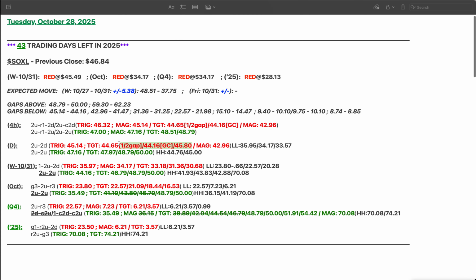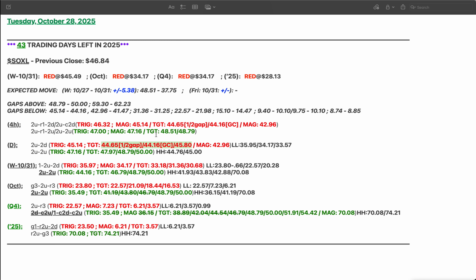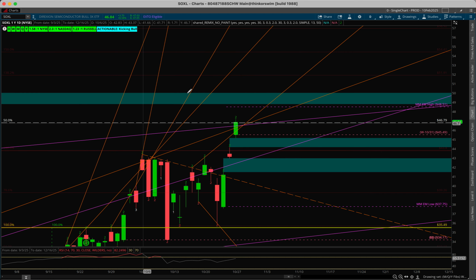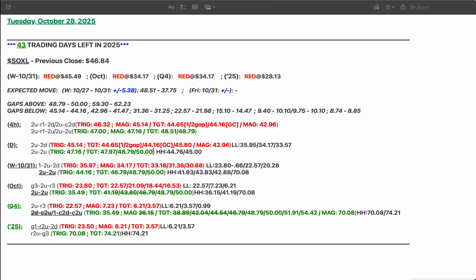So we want to have on our plate some idea of where we could be bouncing if we don't meet that full magnitude of that move. Now, if we continue to the upside on the day chart, that's a 2 up continuation, triggering at 47.16. And we've got our targets at 47.97, 48.79, and then 50, which is the gap close up there. Yeah, gap close is 50. All right. So we'll just denote that here, gap close. All right, so that's what we've got on the day, right?